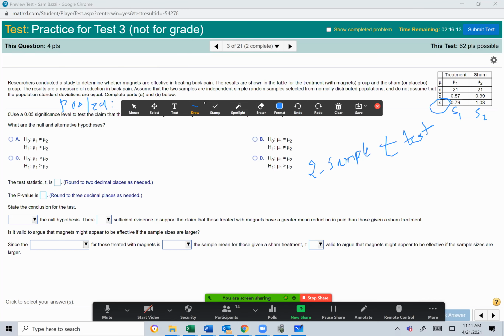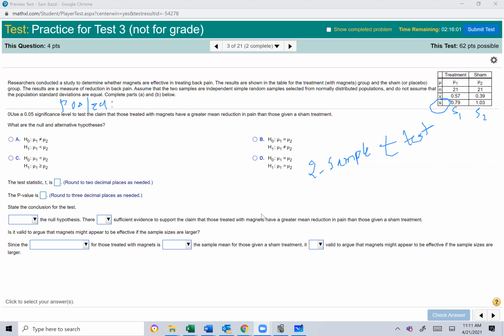Okay, so let me, annotation is not working. So pooled is no here. All right. Use a 0.05 significance level to test the claim that those treated with magnets have a greater mean reduction in pain than those given a sham treatment. Okay, guys, so can you help me out selecting the null and the alternative hypothesis?